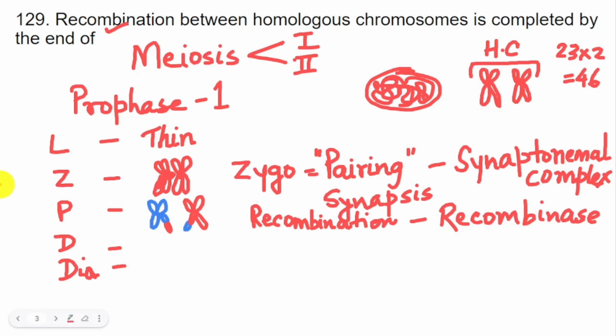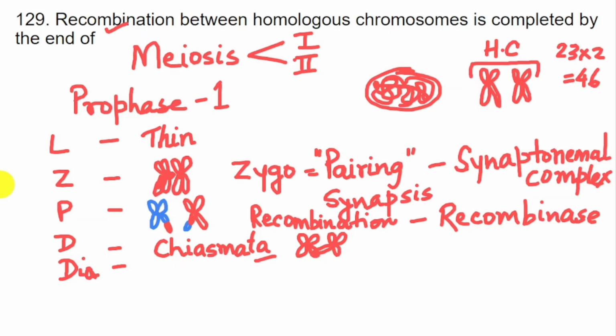The next stage is diplotene. So what will happen in this case? Chiasmata is seen. Chiasmata. So the two chromosomes, they will be connected only at the site where the recombination has occurred. So they will start separating only at the site where the recombination has occurred. That part will be connected.